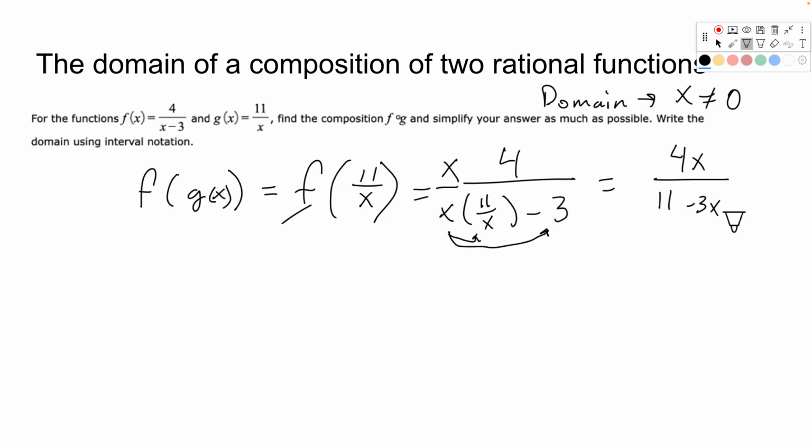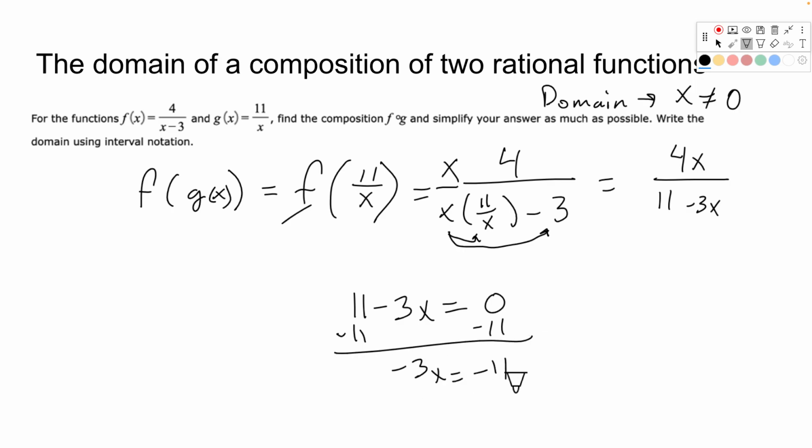When I think of domain, though, what do I need to be concerned about? The denominator being 0. It's okay for the numerator to be 0, but the denominator cannot be 0. So I look for where it is equal to 0, and then I'll take it out. Okay, so you could subtract 11 from both sides. Why not? That's how we would usually do it. Negative 3x equals negative 11, and then divide by negative 3.